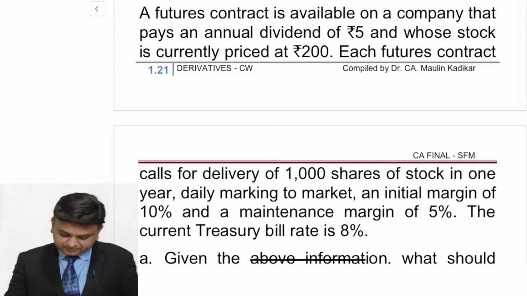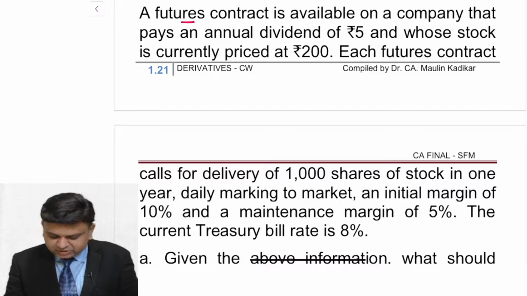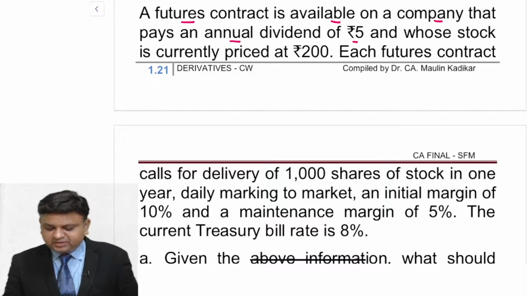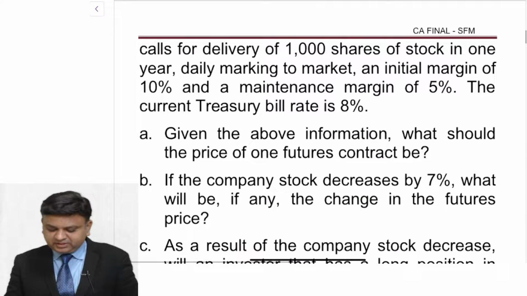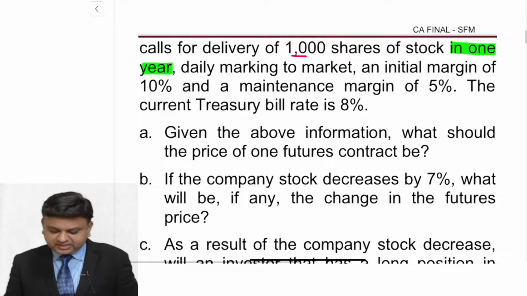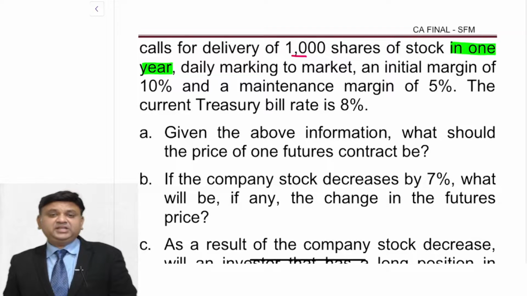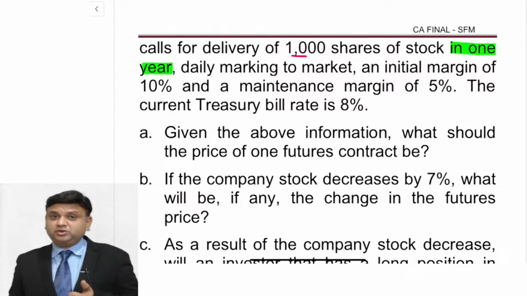Next question. A futures contract is available on a company that pays an annual dividend of rupees 5 and whose stock is currently priced at the rate of 200. Each futures contract calls for delivery of 1000 shares of the stock in 1 year. This is a question from the institute publication, wherein they have taken the time period of the futures contract of 1 year.